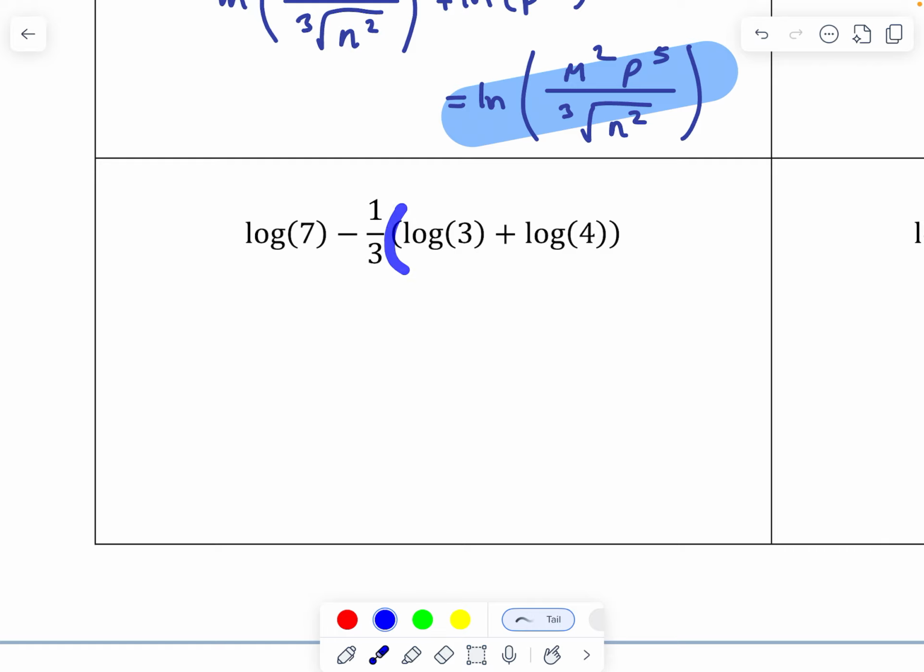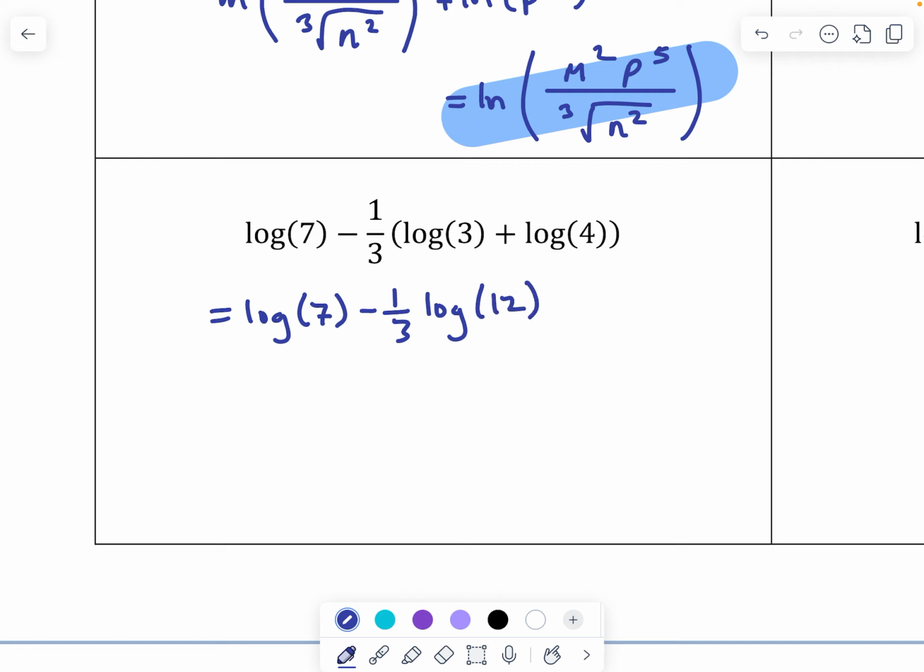See, we have an extra layer of parentheses right here. So we want to deal with this first. Sorry, here we go. We want to deal with this first. Log 3 plus log 4. Now that is addition, so we can multiply the 3 and the 4. This is going to give us log 7 minus 1/3 log, and 3 times 4 is 12. Then we can take that 1/3 and make it the exponent of 12.